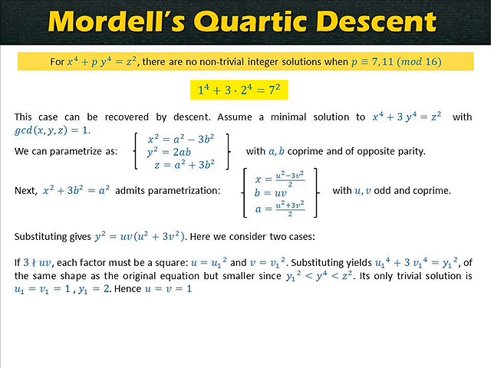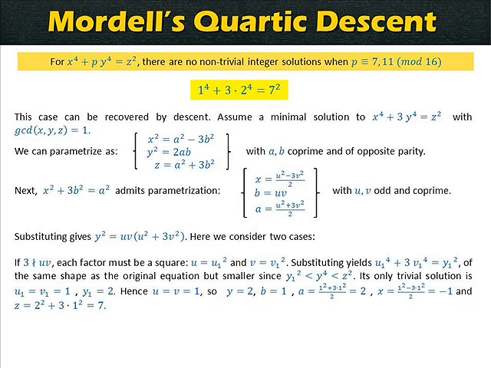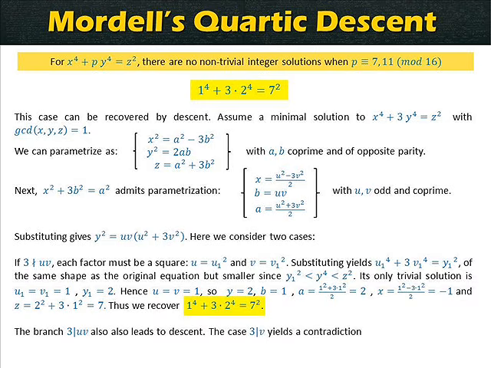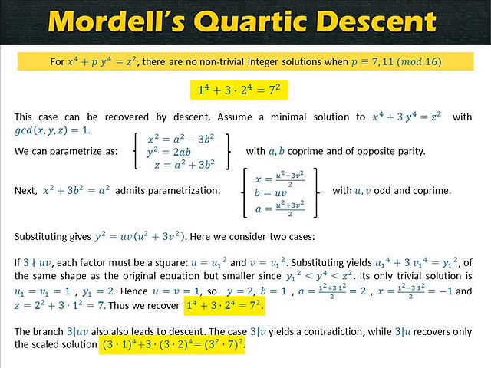Hence, u equals v equals 1, so y equals 2, b equals 1, a equals 2, x equals minus 1, and z equals 7. Thus, we recover 1 plus 3 times 2 raised to the fourth equals 7 squared. The branch where 3 divides u times v also leads to a descent. The case v divisible by 3 yields a contradiction, while u divisible by 3 recovers only this scaled solution.